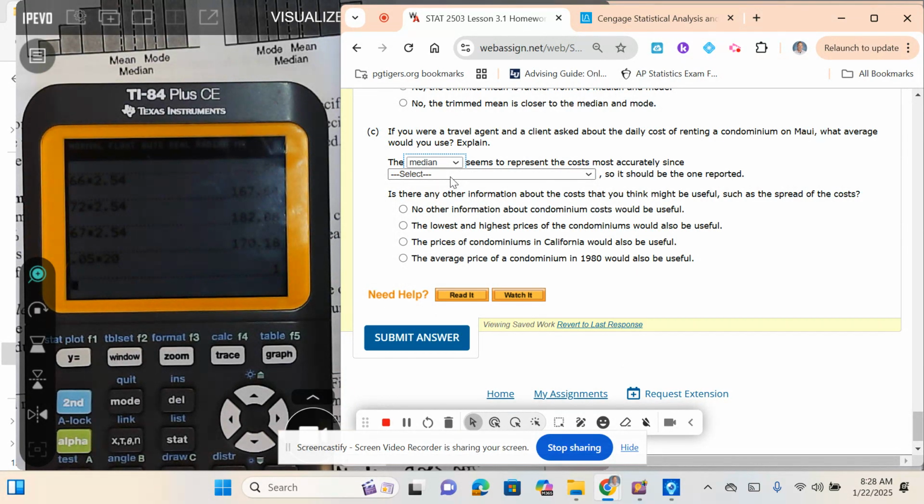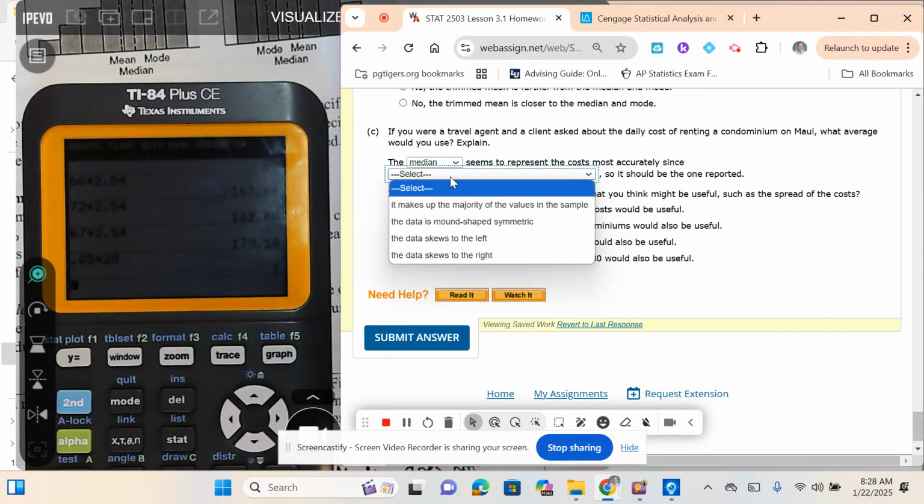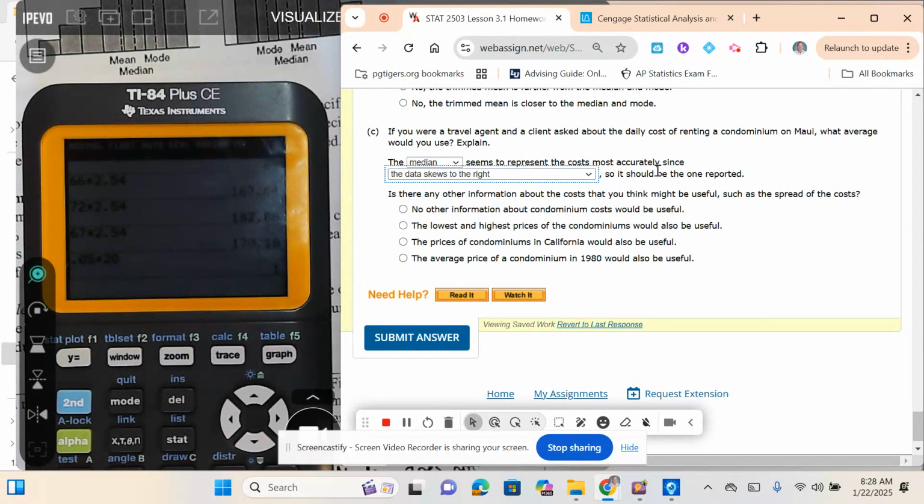And the median's more accurate. The reason why is because this distribution is skewed to the right. What does that mean? That means there are a few high outliers on the right side that are making the mean go up higher than it normally should be, higher than your typical measure of central tendency. So that's why it's skewed to the right.